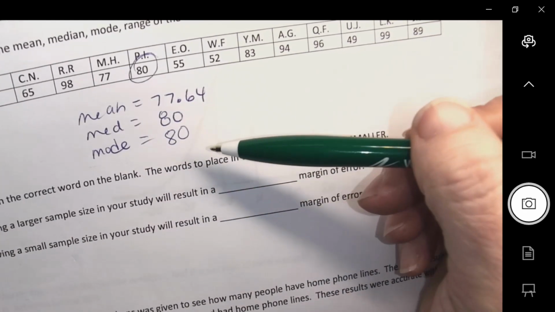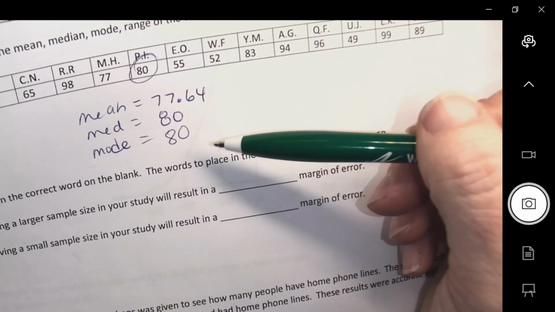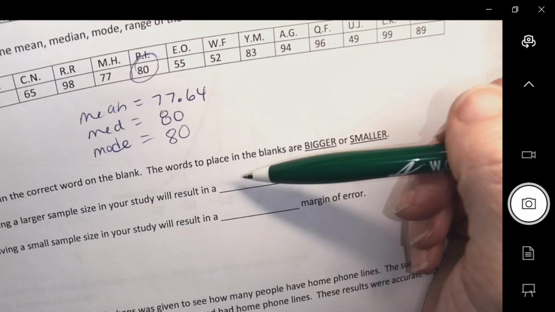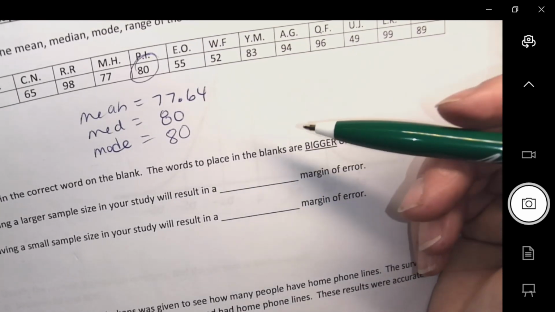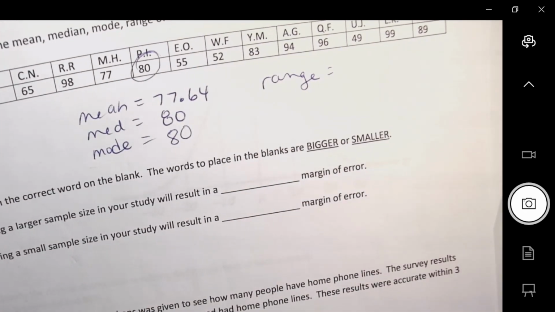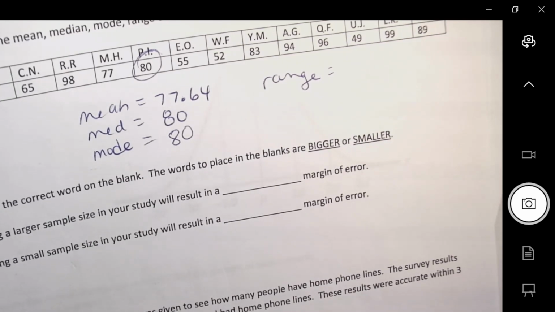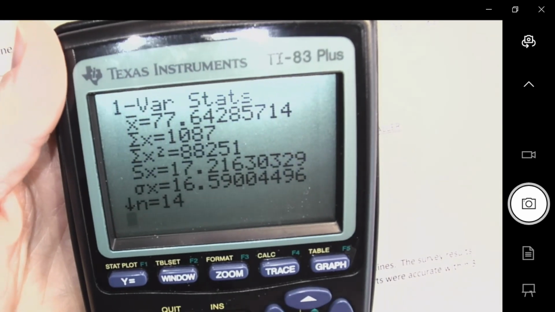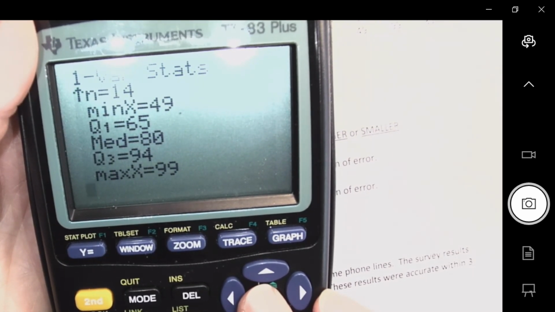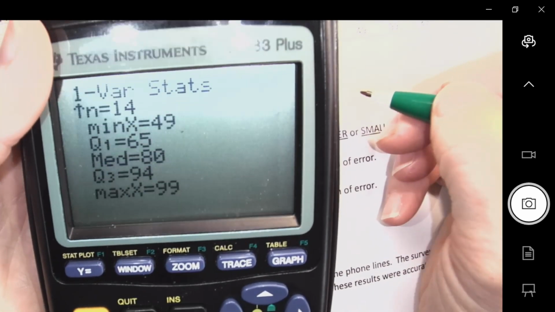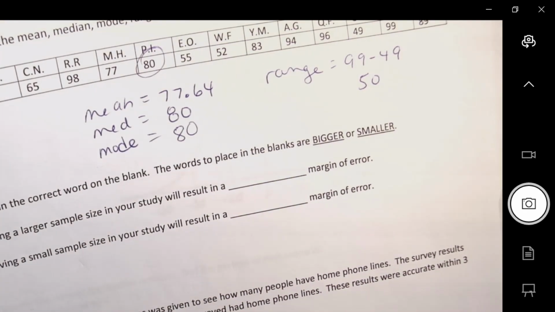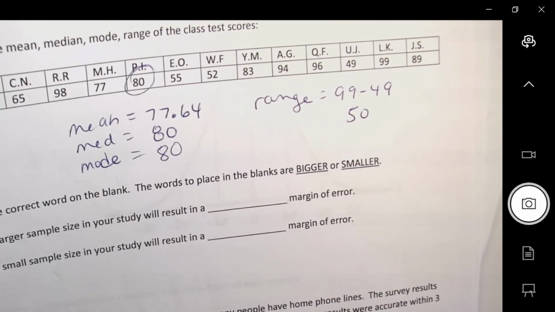You can have more than one mode. If something appears the same amount of times, you can go that, comma, something else. And there could be no modes as well, right? The range will equal the max minus the min. So the max, 99 minus 49. It means that there's a span of 50 numbers.